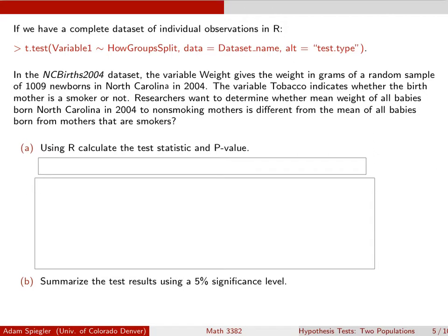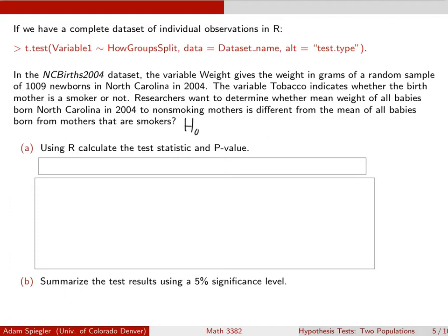And then the variable that we would like to compare in this case is, say, the weights. So does using tobacco from the birth mother have some effect on the weights of the babies? So it's not asked here, but what we're asked to do is set up a hypothesis test.